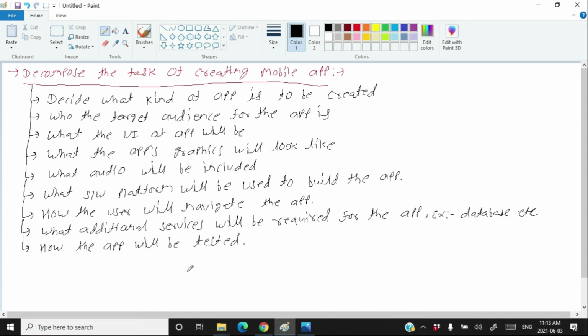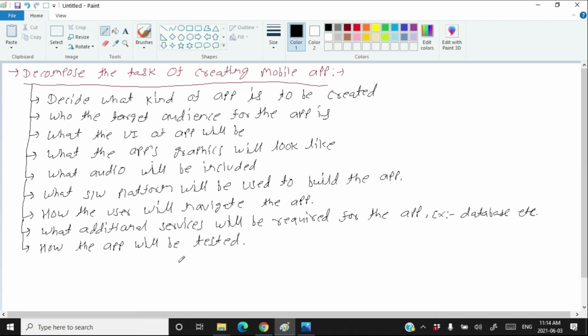So the big problem is you have to design a mobile app, but you are not thinking to design a mobile app as a whole. You are thinking about what kind of app to be created, who should be your target audience, the user interface of your app, the graphics of your app, and what kind of audio should be included in the app.